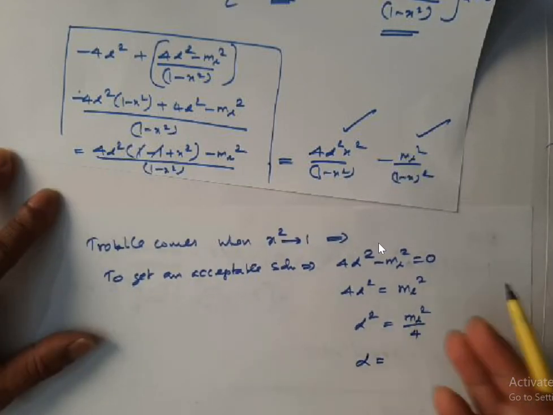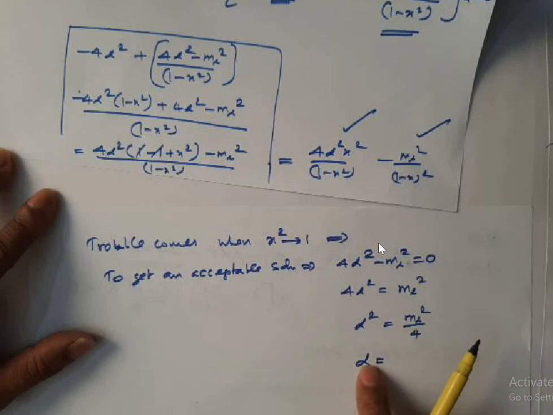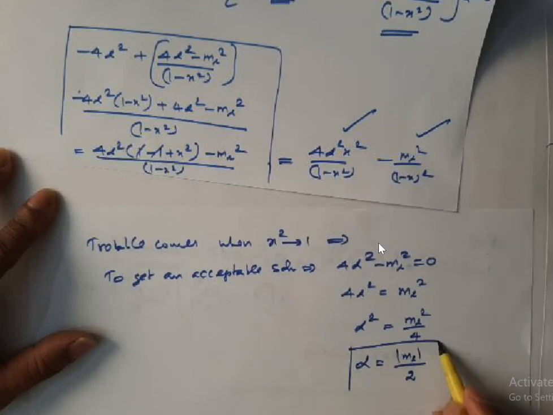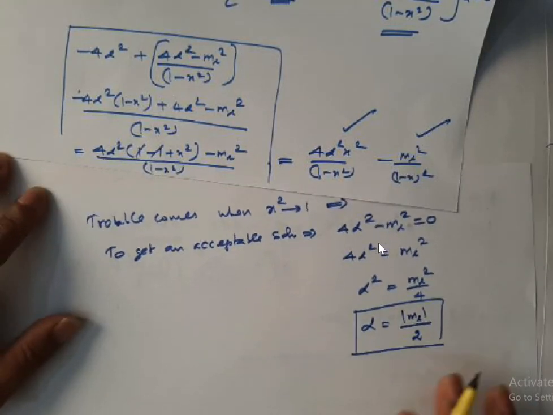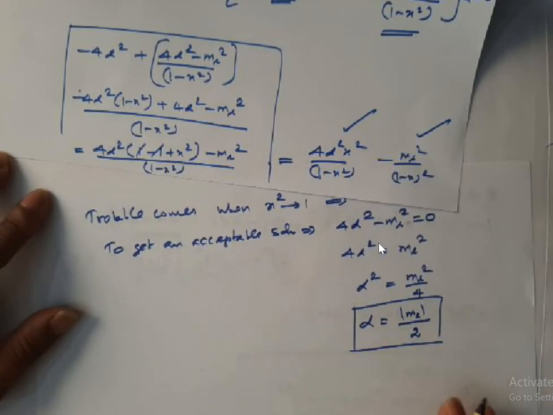ml can take positive or negative value, but alpha is always positive, I told you. Therefore, we should take only the magnitude of ml by 2. This is the alpha value. So now we have identified the nature of alpha.